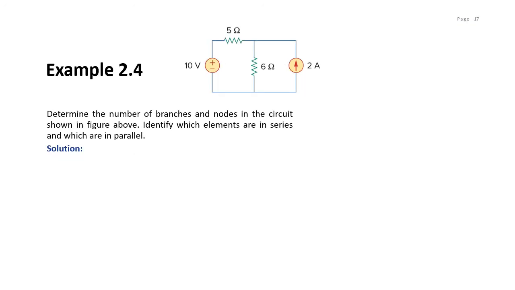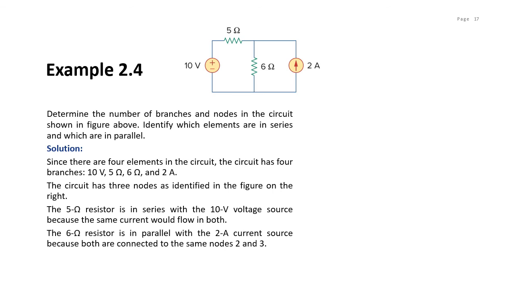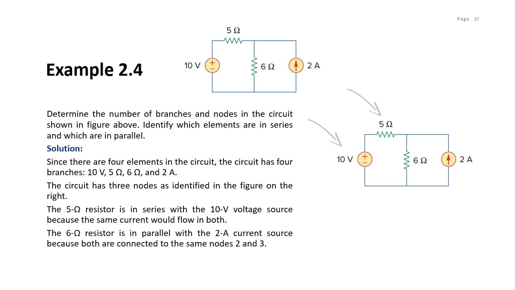Let's look at the final example in this video. Determine the number of branches and nodes in the circuit shown in the figure above. Identify which elements are in series and which are in parallel. You can see that there are 4 elements in the circuit. Therefore, the circuit has 4 branches: the 10 volt voltage source, the 5 ohm resistor, the 6 ohm resistor, and the 2 ampere current source.